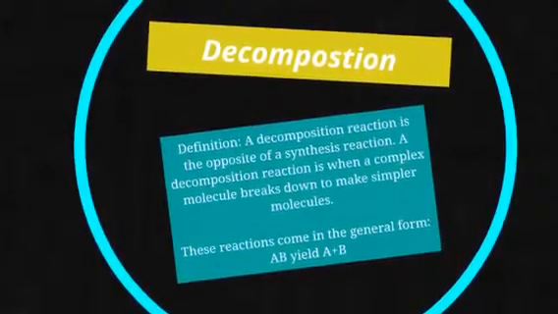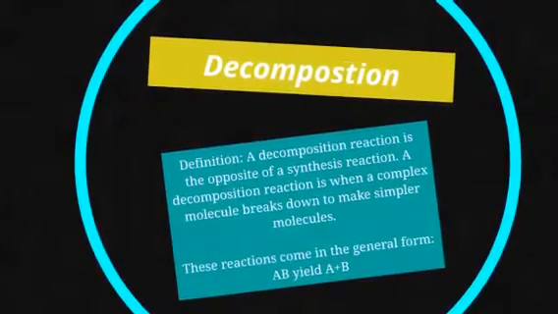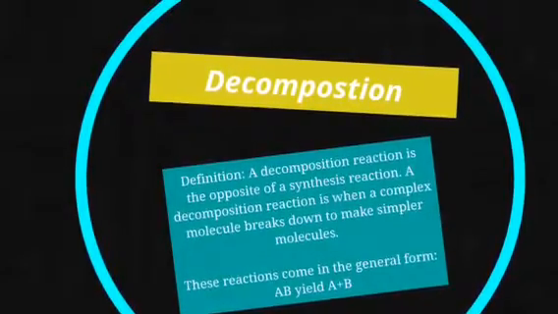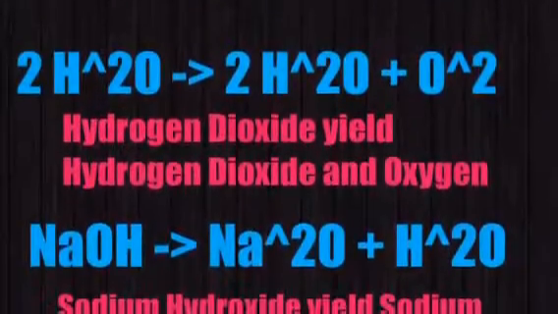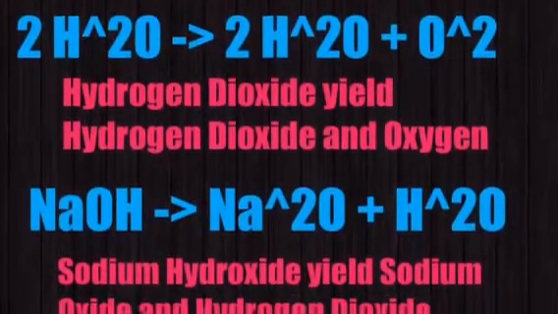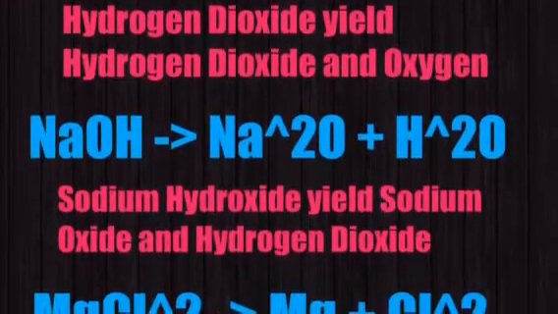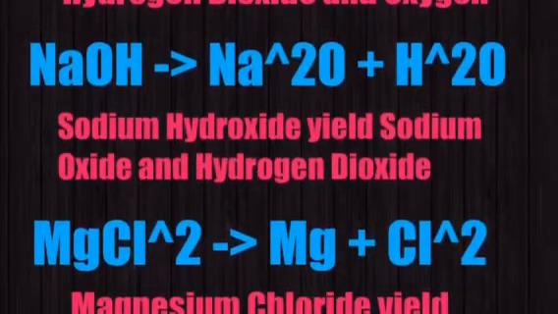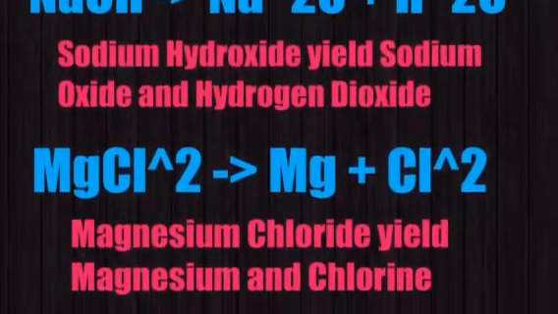Decomposition. A decomposition reaction is the opposite of a synthesis reaction. A decomposition reaction is when a complex molecule breaks down to make simpler molecules. Hydrogen dioxide yields hydrogen dioxide and oxygen. Sodium hydroxide yields sodium oxide and hydrogen dioxide. Magnesium chloride yields magnesium and chlorine.